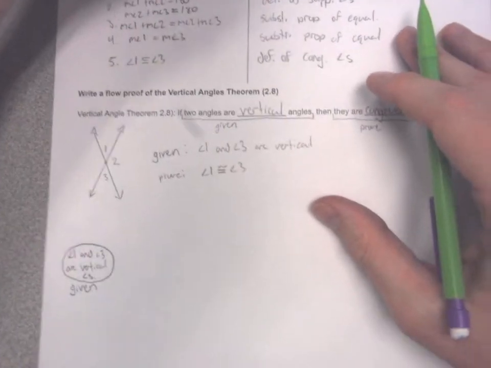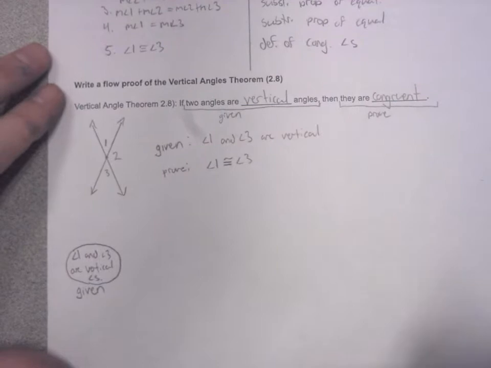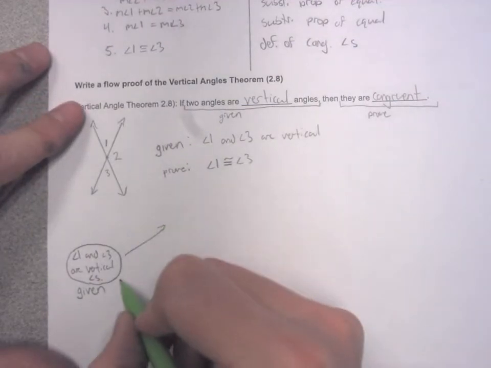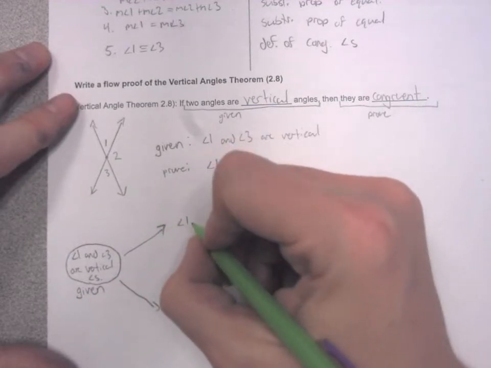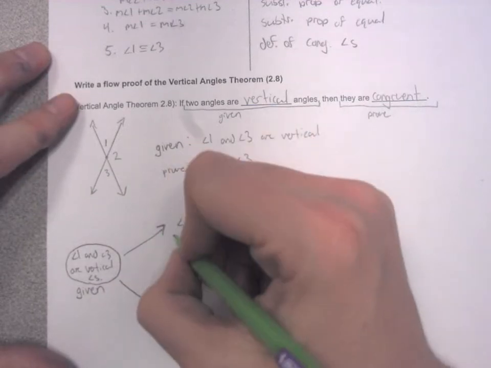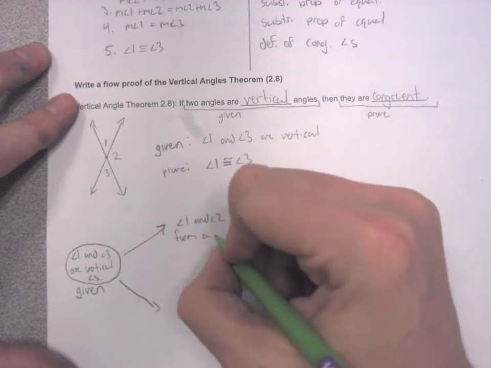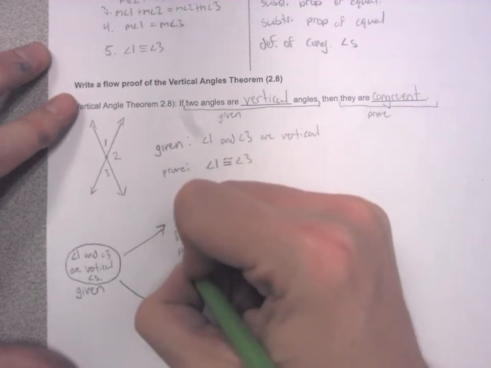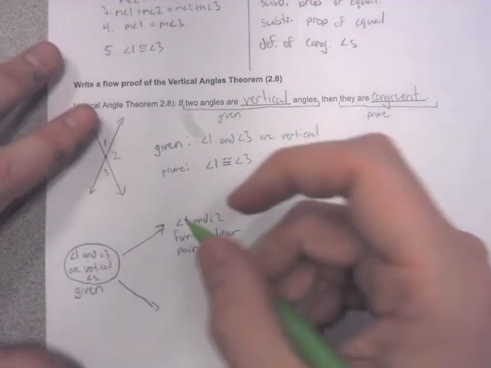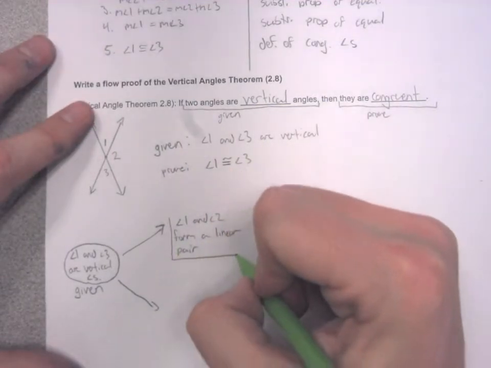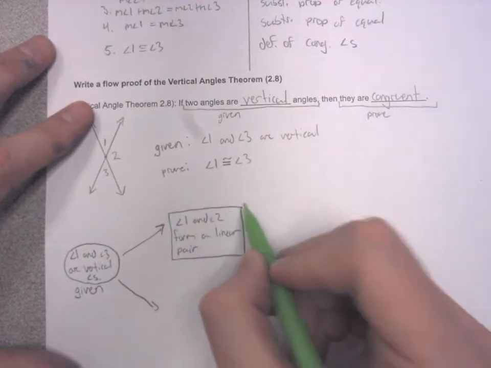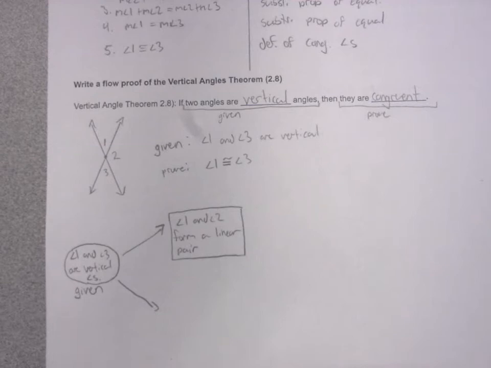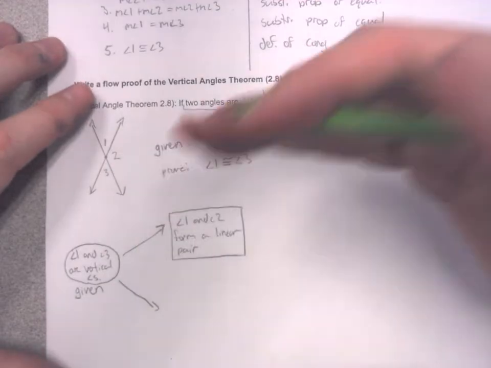So based on the fact that I have vertical angles, I also know that I have linear pairs as well. And so I'm going to state that angle 1 and angle 2 form a linear pair. I'm going to put that in a box this time. Now you don't have to do this, but if you want to get really fancy, you can use different shapes for the different types of justifications. So because this is a definition, I'm going to box my definition statements.